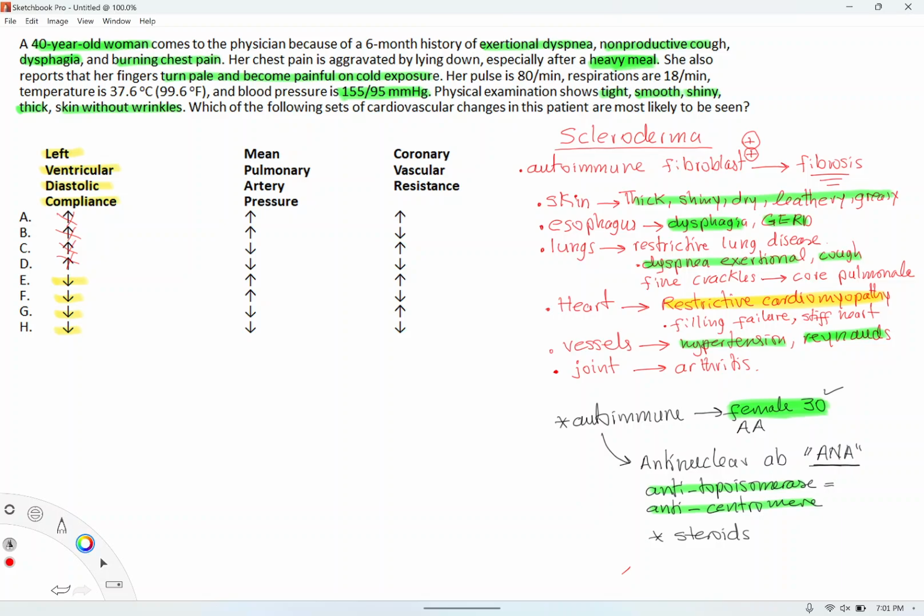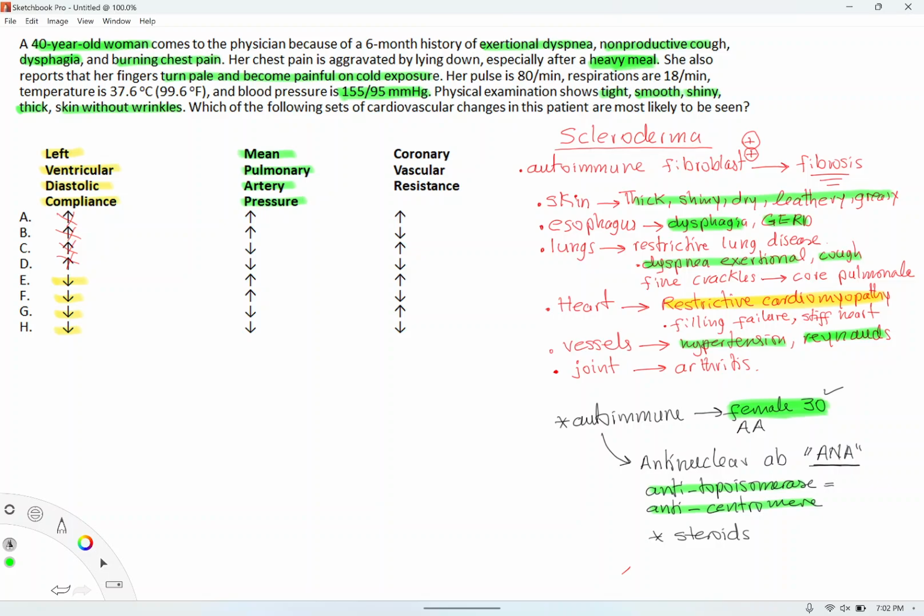Let's go back. The next thing is, let me use green because I don't want to keep changing color, mean pulmonary arterial pressure. In the lungs, if they undergo fibrosis, they become stiff, rigid, restricted, so blood vessels will not be able to expand. The blood vessels become constricted. Plus, it is also vascular fibrosis, so it's stiffness of blood vessels in the lungs. That leads to pulmonary fibrosis, which eventually causes increased pulmonary artery pressure.